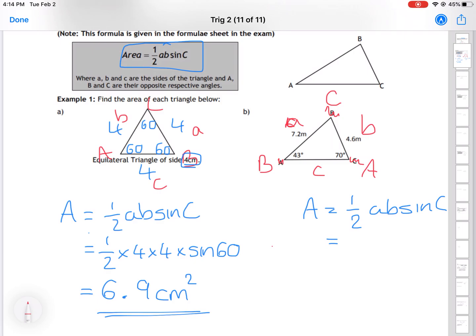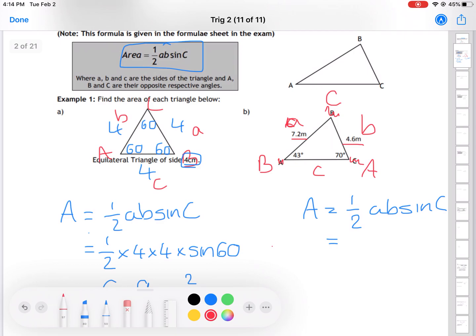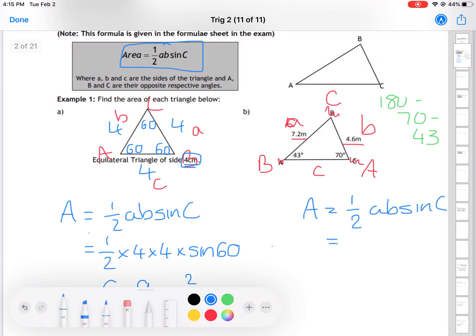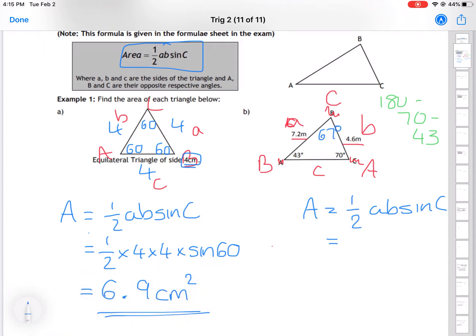The reason that I've labelled it this way is because now both of my sides, A and B, I have numbers for those. I don't have an angle at C, but I can find that angle. I will need to do 180, take away 70, take away 43 to get that angle. Angles in a triangle add up to 180. This is not something that's new to you. We're assuming that you know that. Therefore, the angle up the top here is 67 degrees.